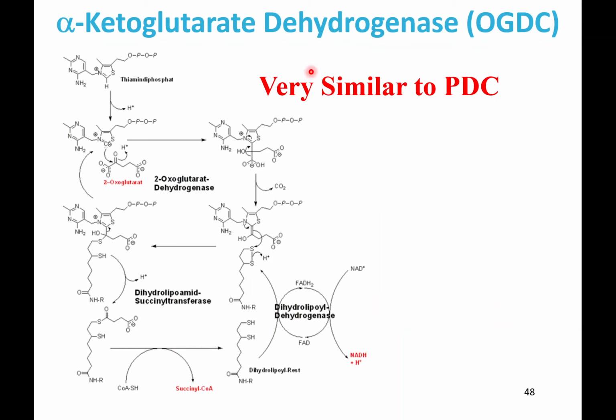As I mentioned, this is alpha-ketoglutarate dehydrogenase. It's a complex, and you see it abbreviated as OGDC sometimes, or alpha-KGDH.